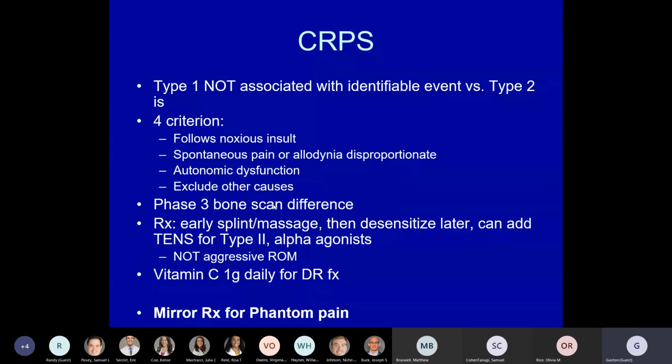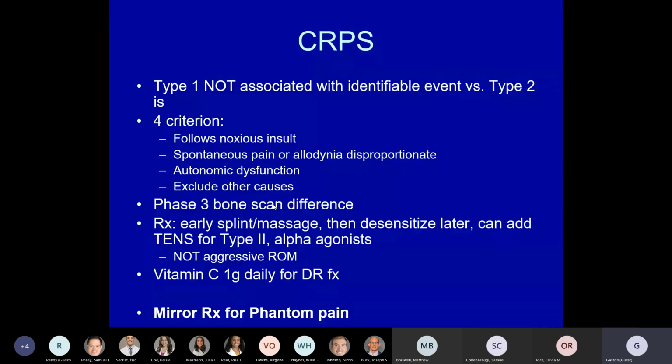Early on, do not choose aggressive range of motion. You're going to look for answers that are like splint, gentle range of motion, desensitization, maybe a TENS unit. Also remember the old studies were vitamin C 1 gram daily after distal radius fractures can minimize the risk of CRPS. There's been other studies that have shown that's not effective, so I don't think they'd ask that anymore.